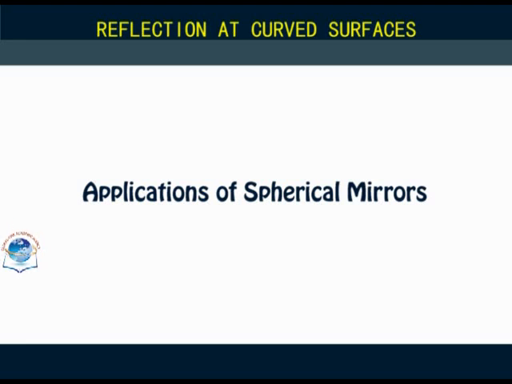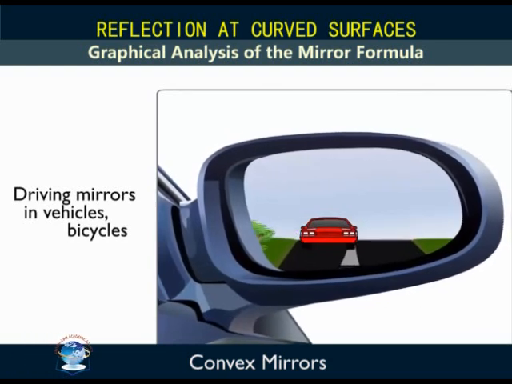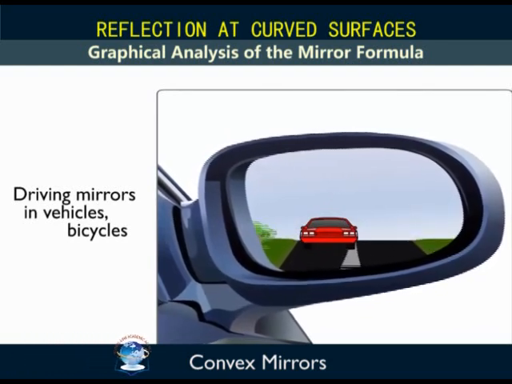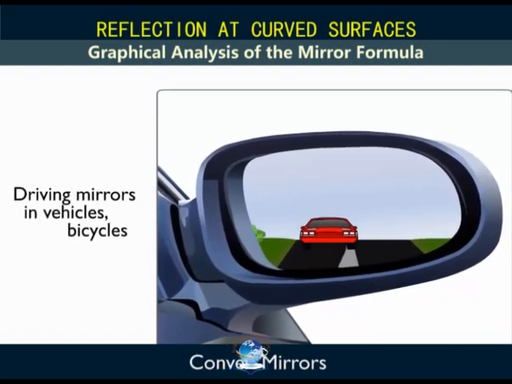Finally, applications of spherical mirrors. Convex mirrors are used as driving mirrors in vehicles. The objects seen in these mirrors are closer than they appear.